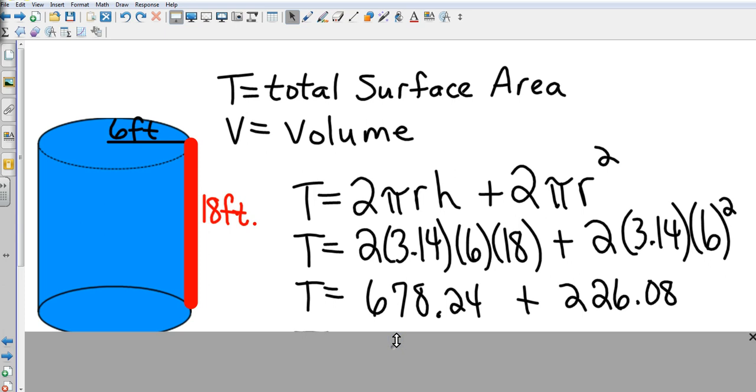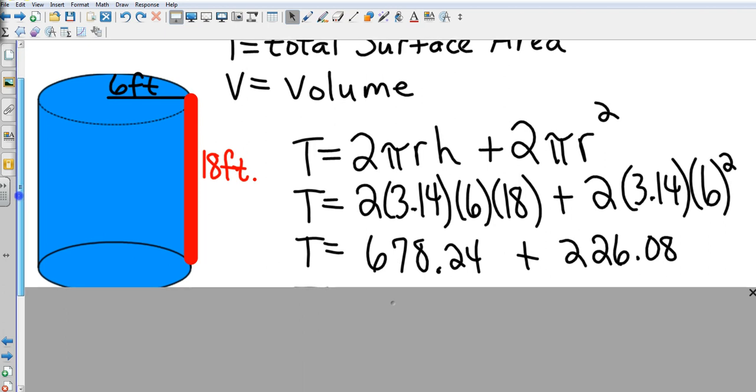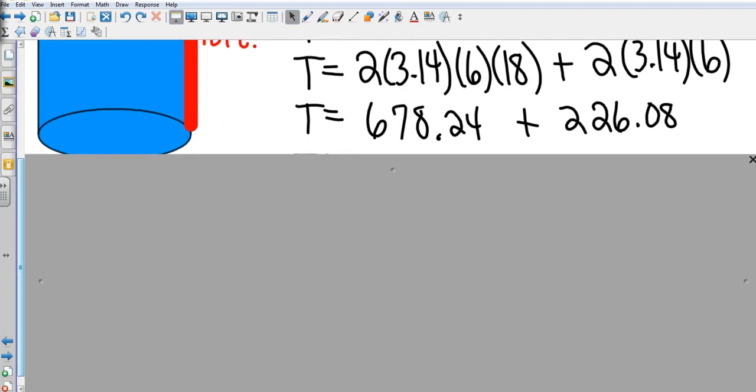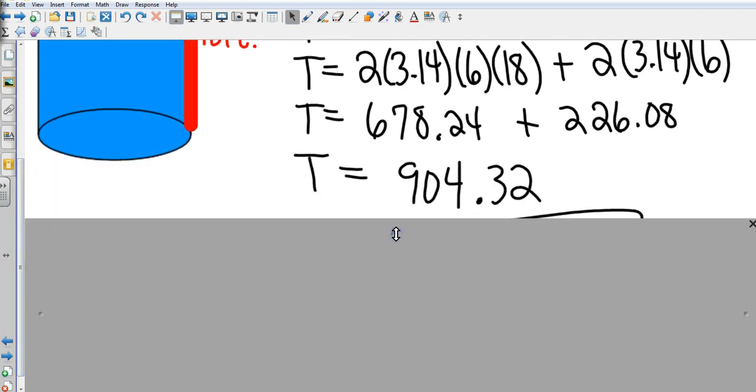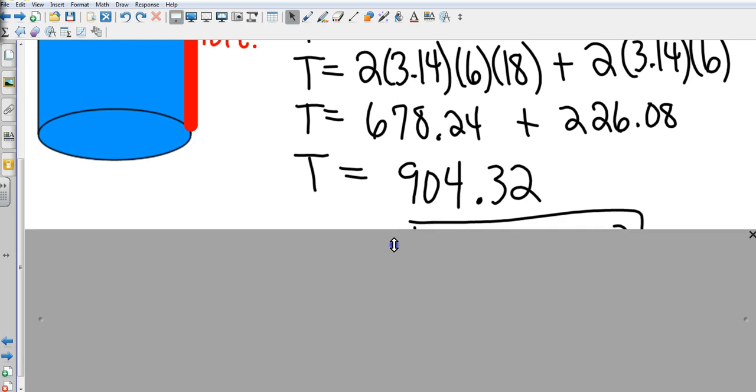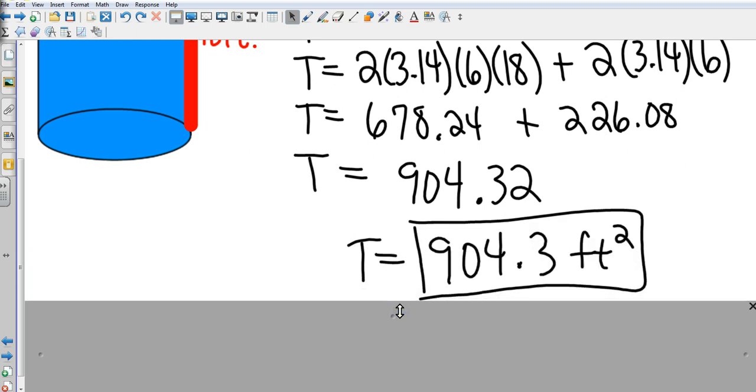I then take those numbers and multiply them together and come out with 678.24 and 226.08. I'm going to add those numbers together, giving me a grand total of 904.32. The book is going to ask you to round to the nearest tenth, so that's going to give me a total surface area of 904.3 square feet. Anytime I'm dealing with area, surface area, anything that uses the word area, I'm going to use square units.